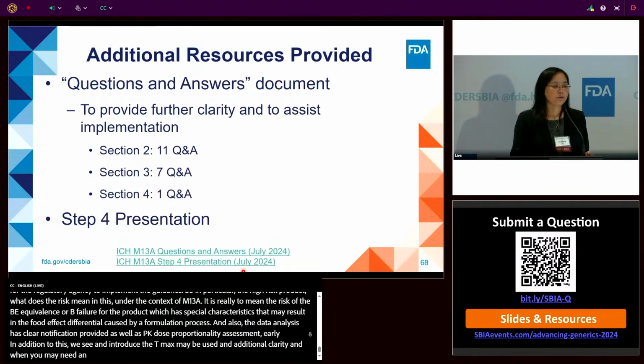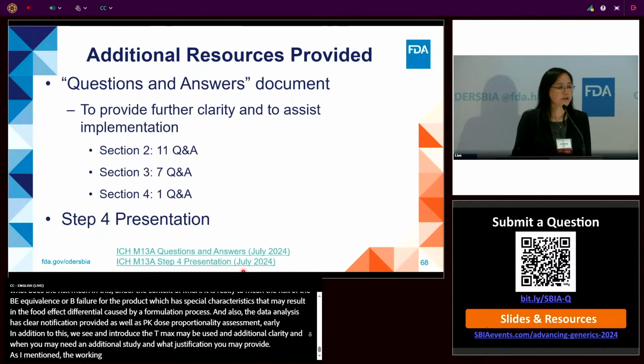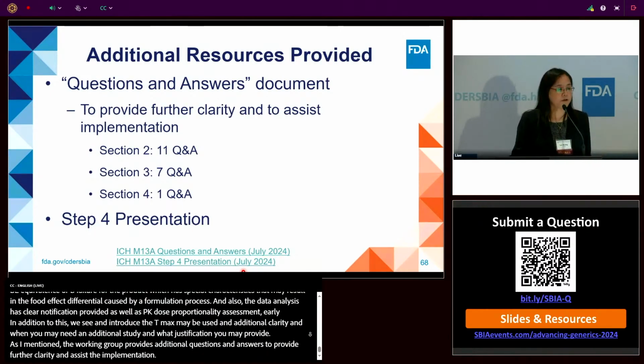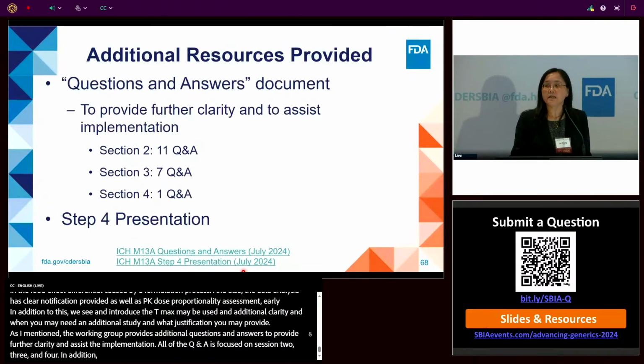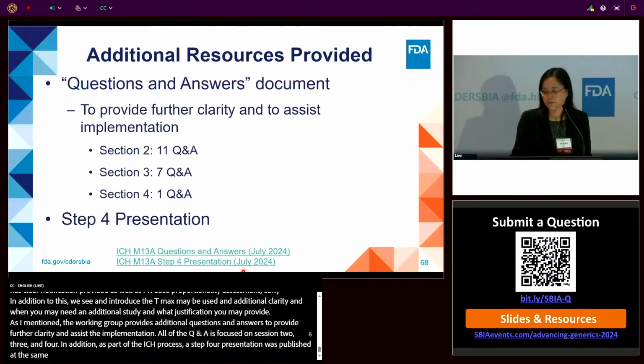As I mentioned, the working group provided an additional questions and answers document to provide further clarity and assist the implementation. As you can see, all the Q&As focus on Sections 2, 3, and 4. In addition, as part of the ICH process, a step 4 presentation was published at the same time. This serves as the basis for training materials to help the implementation, and the links are on the slide.